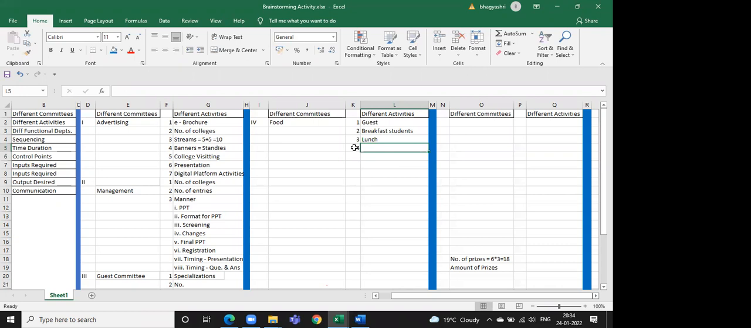Then you have to take care of the tea in between in the afternoon. And that's how you take care of the food required at different moments of time, right? So this is with respect to the food committee that we have looked at.